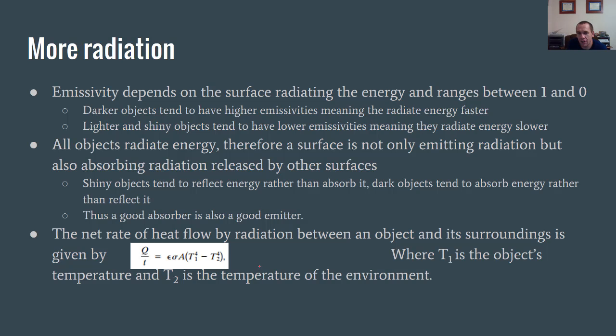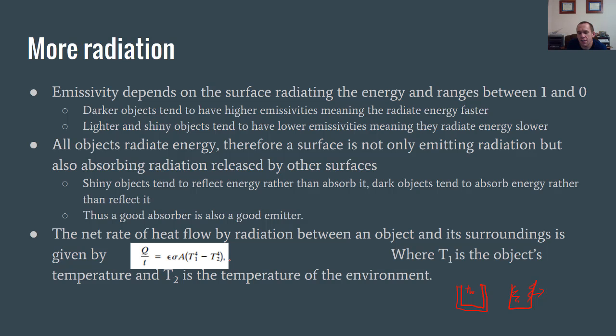And so lighter and shinier objects tend to reflect more energy, which is why you tend to wear white in the summertime, and it reflects off the heat. Black surfaces absorb energy and get really, really warm, but they also then emit that energy very, very quickly. So say a thermos, a lot of these are silver and shiny because that actually limits radiation. The darker the color is, the better it is at emitting that radiation.